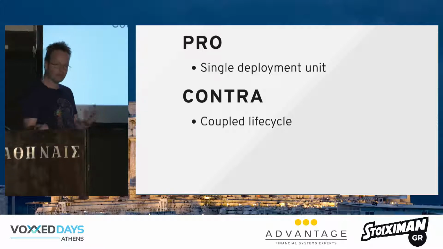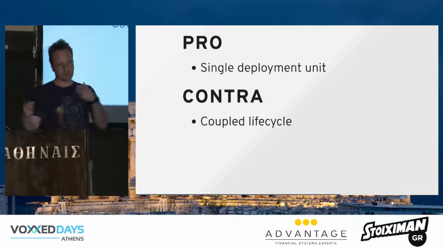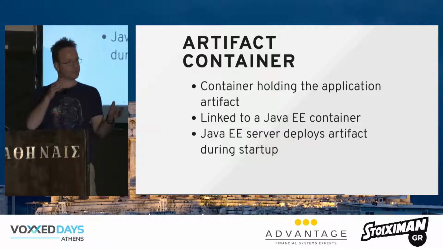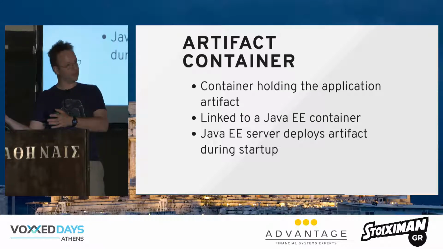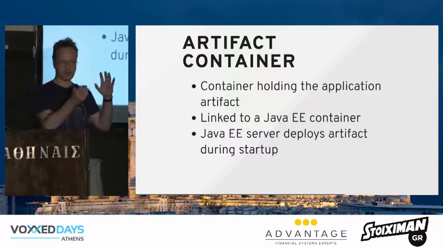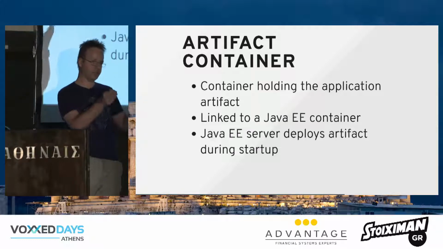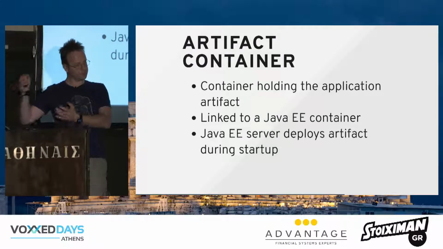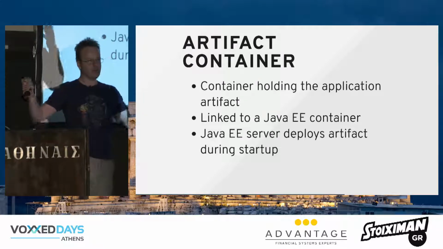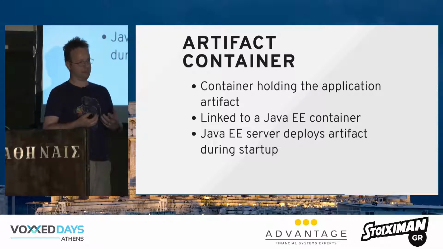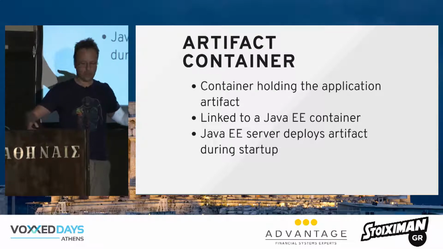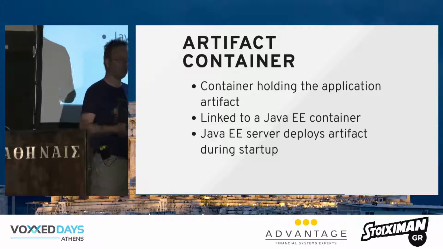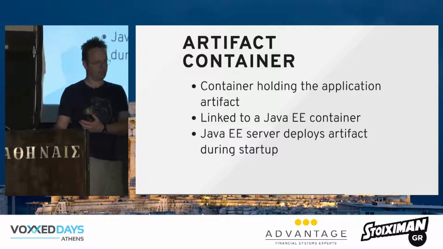This might or might not be a problem, but to avoid it, you can use a so-called artifact container. This is the same principle I showed you with the config container, where you put your artifact in a dumb container, which has no action, it's simply only data. Then you have your application server, your Tomcat or whatever, and you bring them together during runtime by linking them. When the Java EE server starts up, it automatically deploys this artifact.